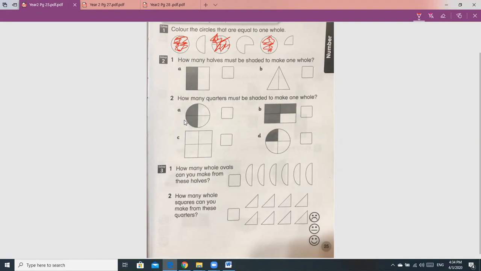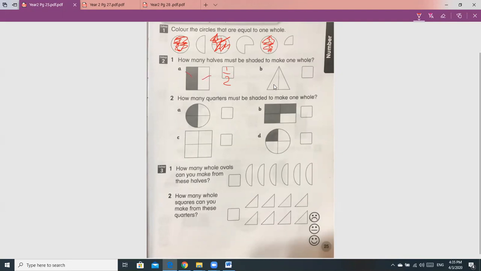How many halves do I have to shade to make one whole? He colored for me 1 half. How many do I need to color to make one? Excellent. I need to color 1 half to make a complete whole, because he colored for me half, so I want to color another half to make a whole.